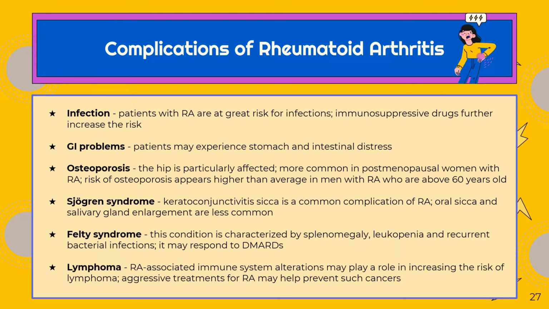Last but not least is lymphoma. RA-associated immune system alterations may play a role in increasing the risk of lymphoma. Aggressive treatments for RA may help prevent such cancers.